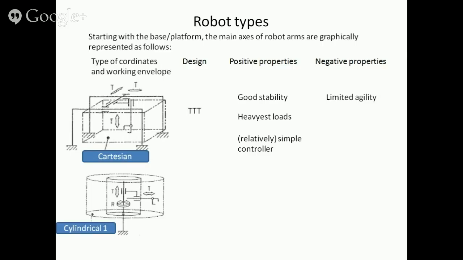Robot arms with simple cylindrical coordinates may have one rotary axis and two translatory axes, and are therefore called RTT design. Positive features of such a robot are a relatively simple controller and a sturdy design. Negative is the dangerous swivel out of the arm.